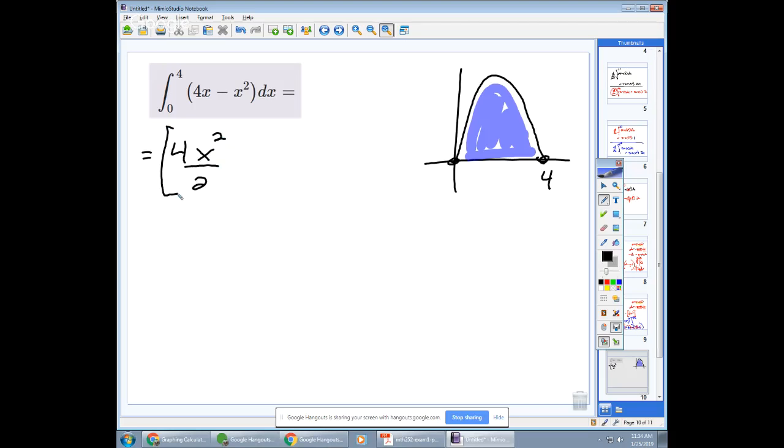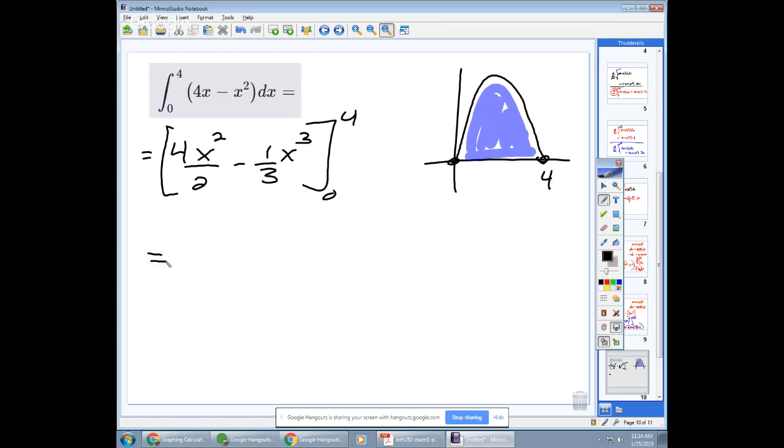Now, a lot of you will be tempted to think that's 1/2 x squared and half of 4 is 2. Write it down on the test. The more you do in your head, the more you leave yourself room to make errors. Writing it down allows you to confirm your belief. Minus 1/3 x cubed from 0 to 4.